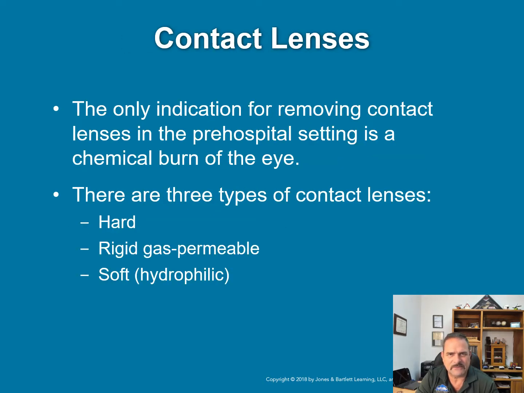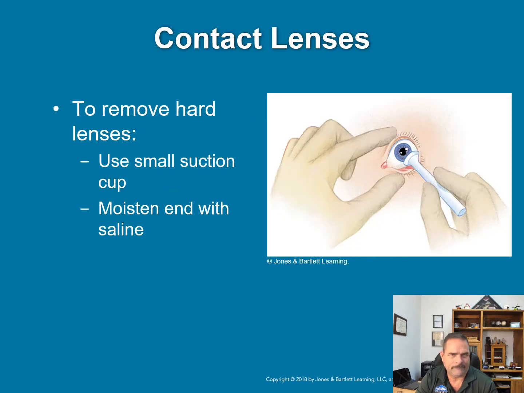Contact lenses: the only indication for removing a contact lens in the pre-hospital setting is a chemical burn of the eye. There are 3 types of contact lenses. You have hard, rigid gas permeable, and then soft, which are hydrophilic. To remove hard lenses, use a small suction cup, moisten the end with saline, and then stick it right on there and pull it out.